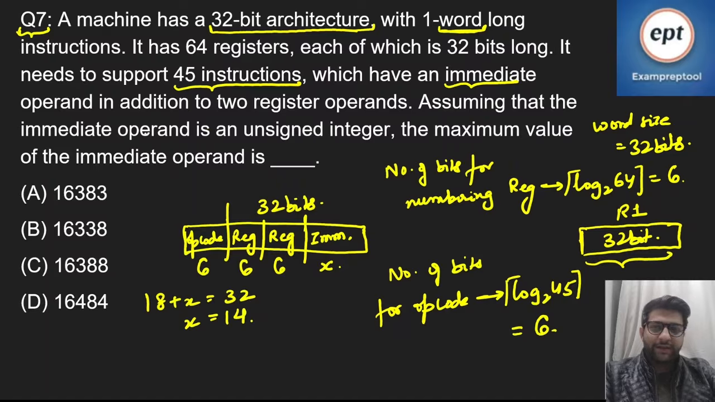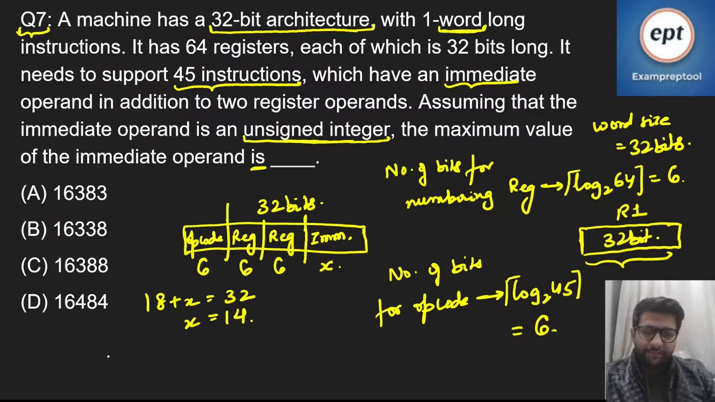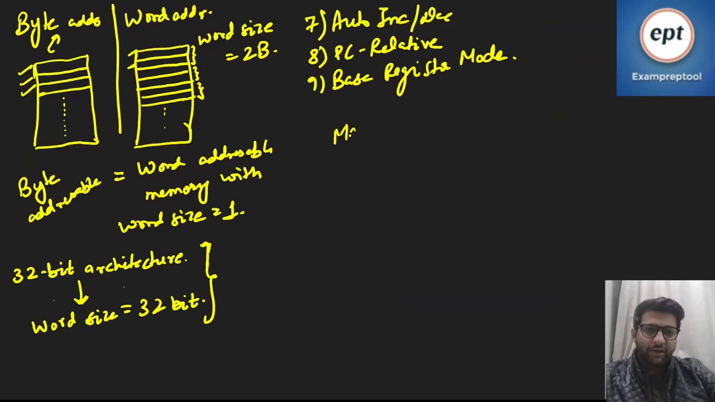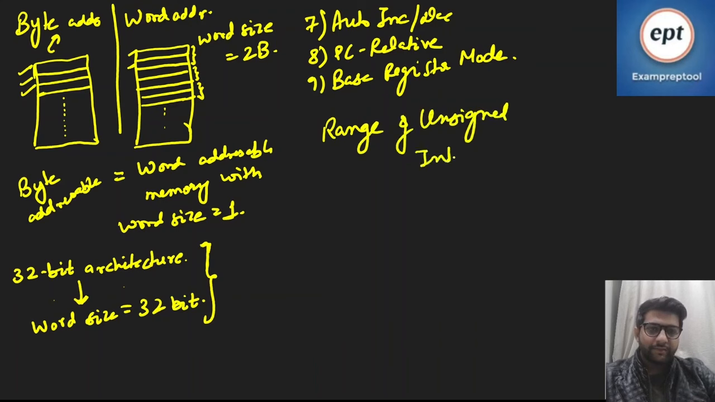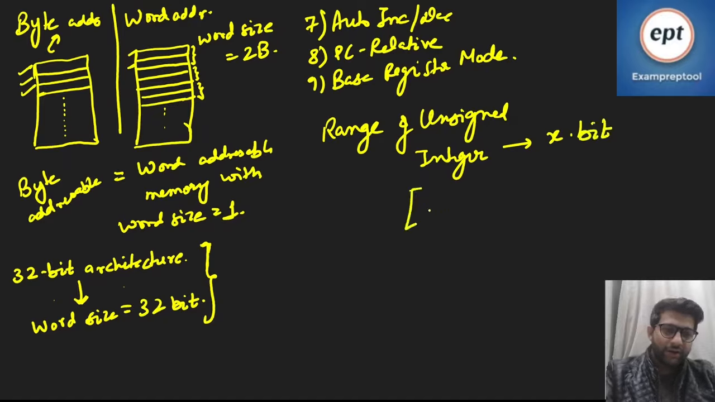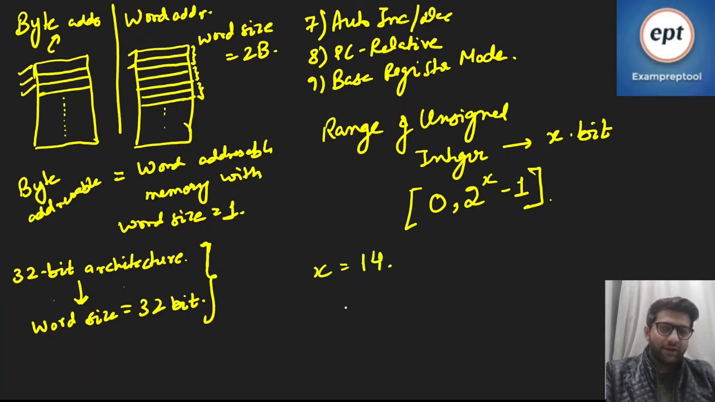Now the question is saying that assuming the immediate operand is an unsigned integer, we need the maximum value of the immediate operand. So here you should know the range of unsigned integers. If we have an x-bit unsigned integer, then the range will be 0 to 2 raised to the power of x minus 1. Here we got the value of x as 14. So that means 2 power 14 minus 1.